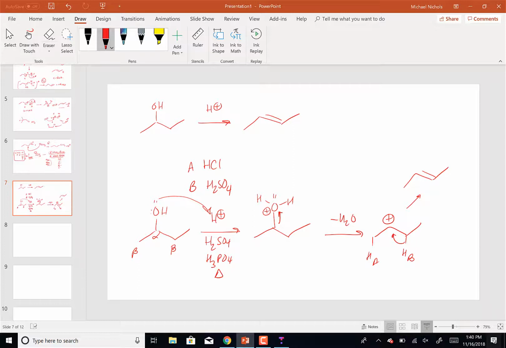But wait, how did I know I was forming the more stable double bond? It's Zaitsev's rule. Yeah, that's true. But also, what mechanism did this reaction go by? E1 or E2? E1? We all confident in that?